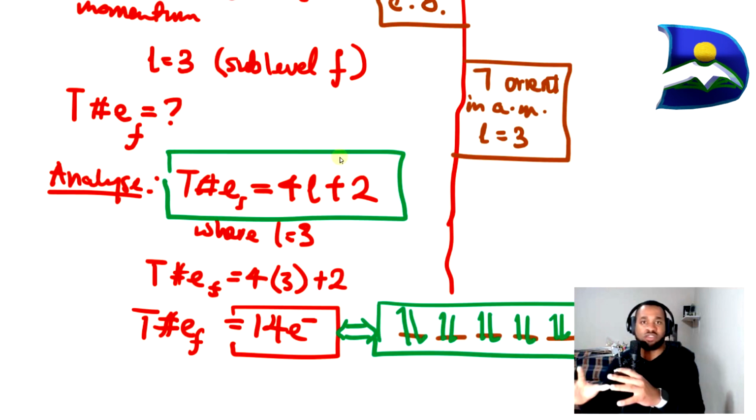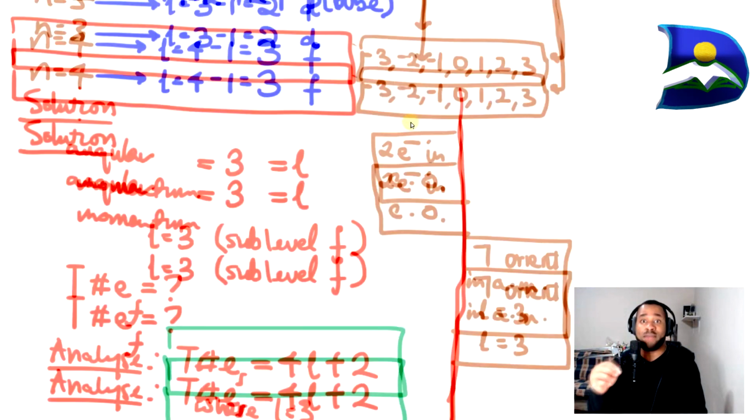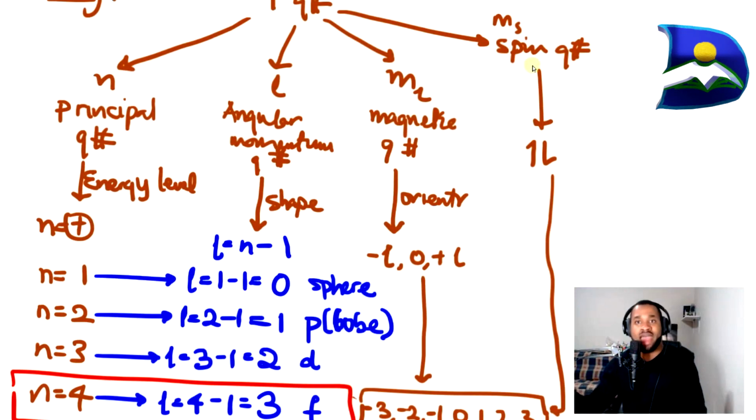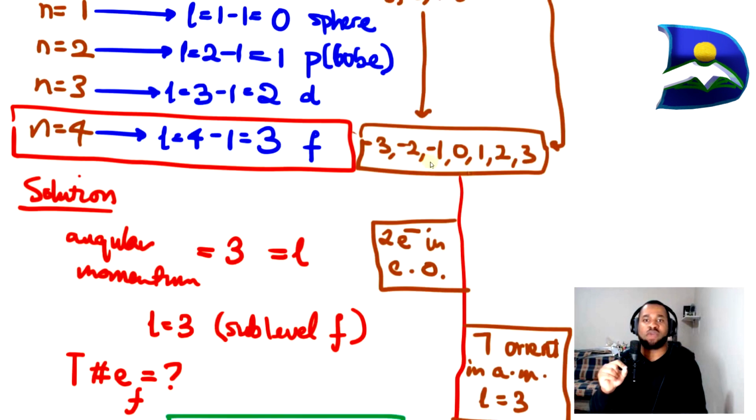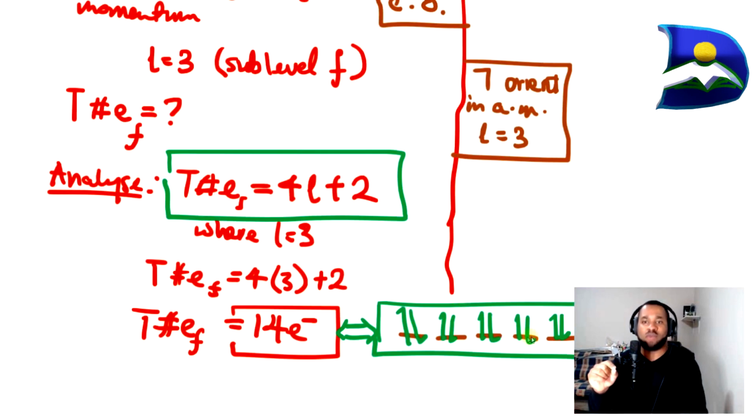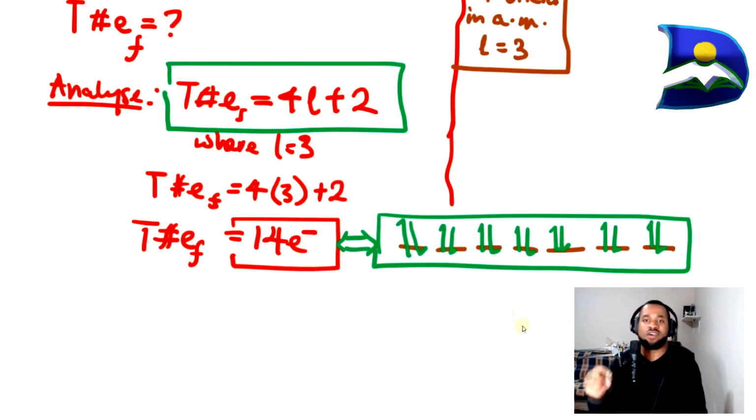And if you want to determine it using another method, which is combining our ML with our MS, which in this case is the spin quantum number, the maximum number of electrons in each orientation must be 2, opposite spin paired, and this will fill them up in the specific orientations, and as a result of that, we'll be able to determine our final answer right here.